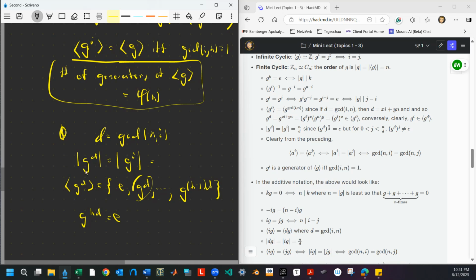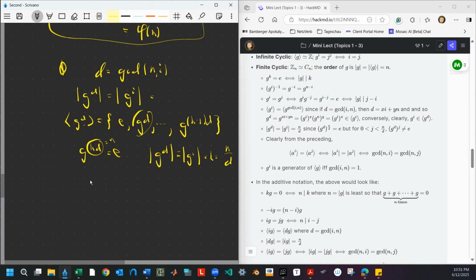And so what does that mean? It means that the order of g^d, which is the order of g^i, is k, and that is exactly n over d. So that's important, that's kind of a proof. What we get as a result is that the order of g^i is equal to n over the GCD of n and i. That is what we have here. Okay.